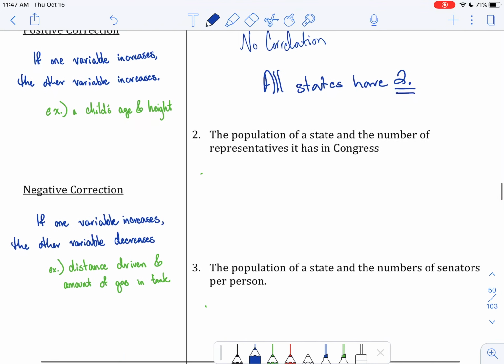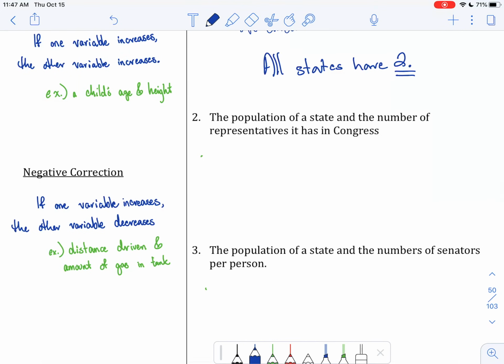Now, number 2, the population of states and the number of representatives it has in Congress. Now, this, you maybe remember, is positively correlated. Senators always stays the same. Representatives increases as you have more people in your state.